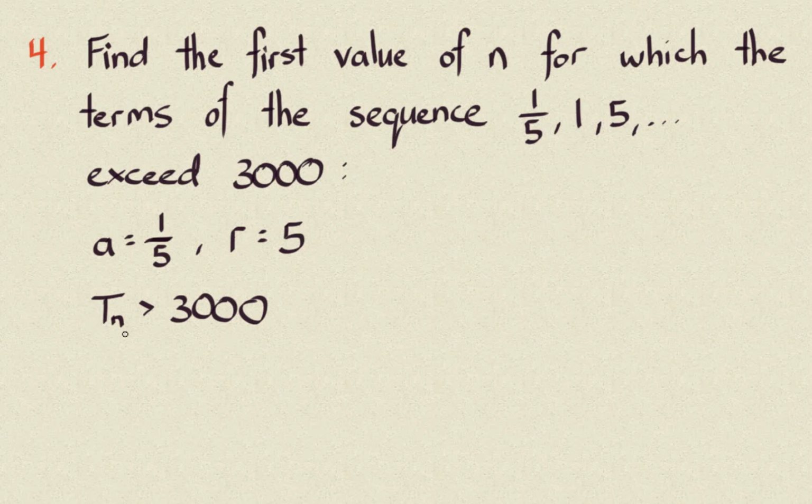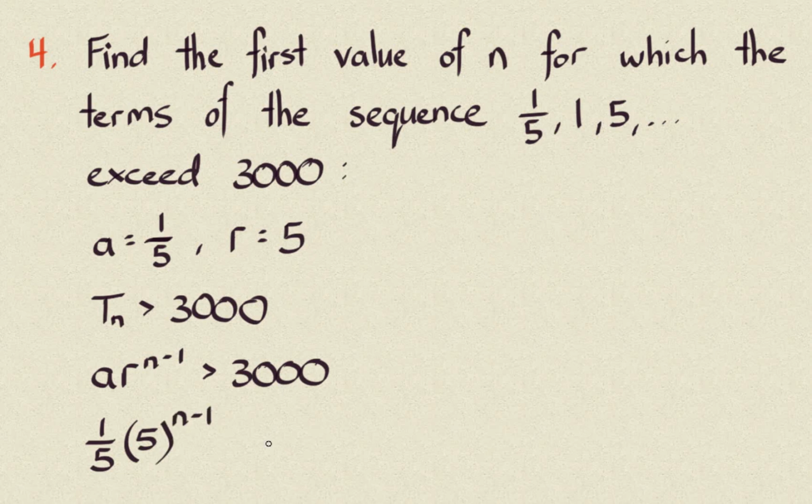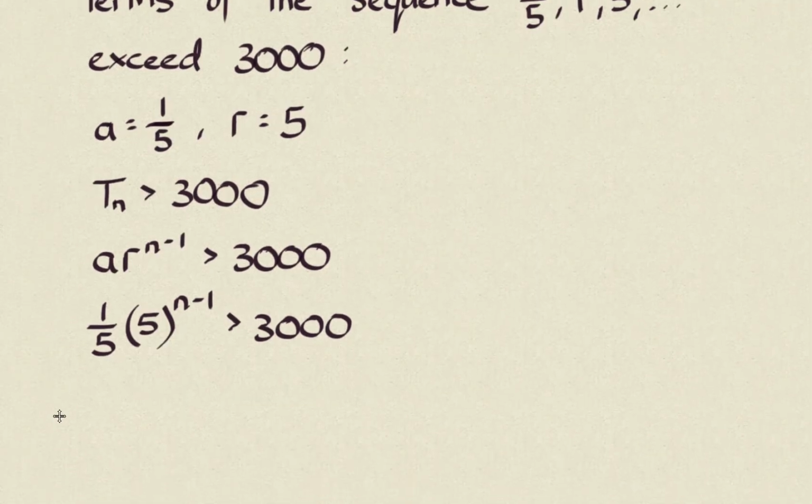So how do we express Tn? Well, that's the formula a times r to the power of n minus 1. We want this to be greater than 3,000. And let's substitute in what we know. A is 1/5. R is 5. And then n is what we're trying to figure out. So we now have set up our inequality where the only thing we don't know is the value of n. So let's go about solving this inequality.